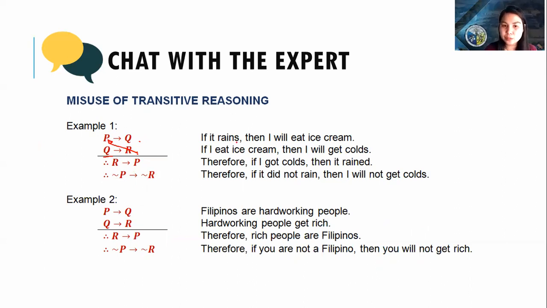Example, if it rains, I will eat ice cream. If I will eat ice cream, then I will get colds. What should be the valid? Di ba dapat, if it rains, then I will get colds? That's the valid argument. But look at here, baliktad. Therefore, if I got colds, then it rained. Or, if it did not rain, then I will not get colds. Bali siya, di ba? So it's a misuse of transitive reasoning.